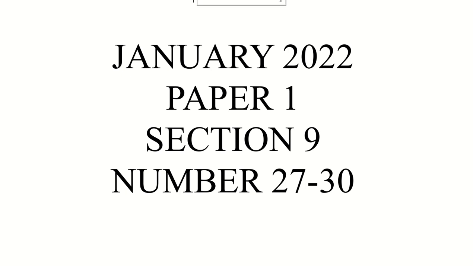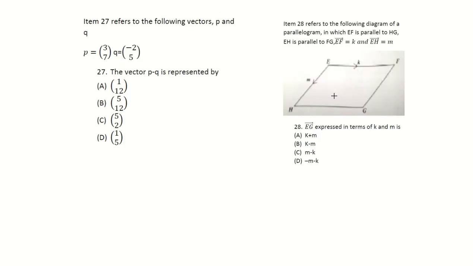Let's look at January 2022. January 2022, paper 1, section 9, numbers 27 to 30 is just 3 questions. Let's look at this. Item 27 refers to vectors P and Q. What is P minus Q? We did this. This is a repeated question.